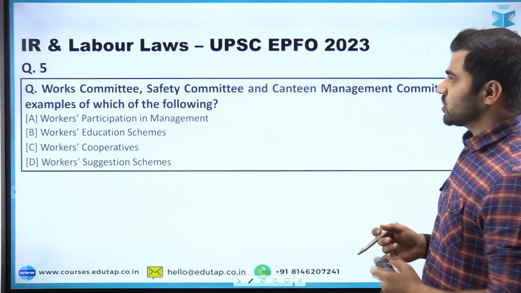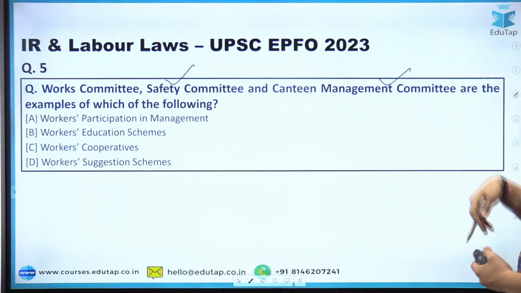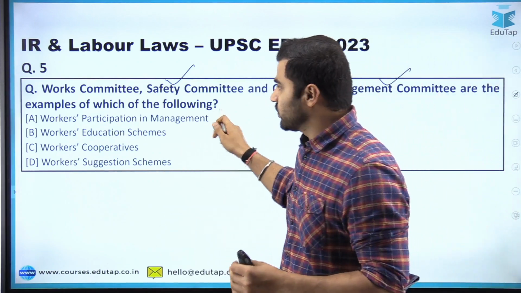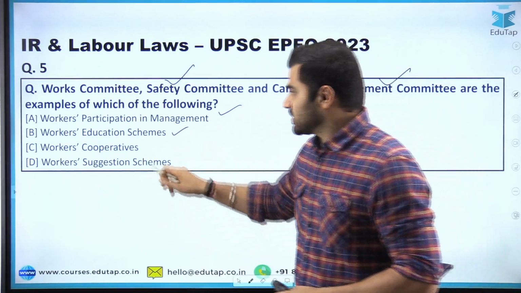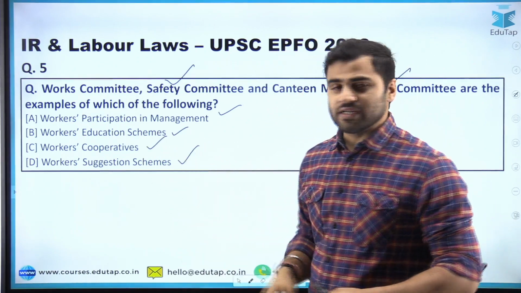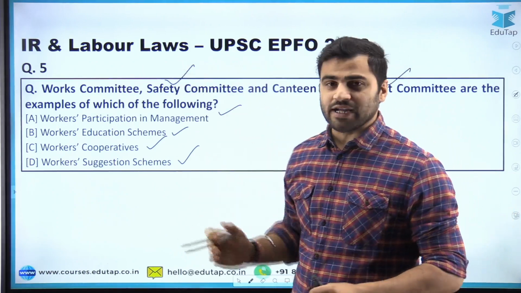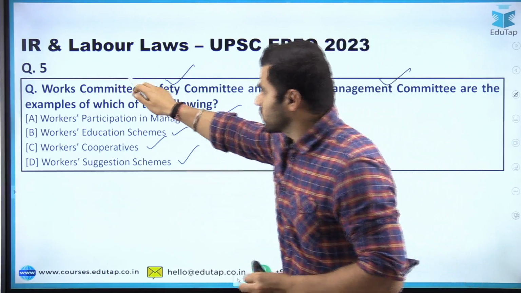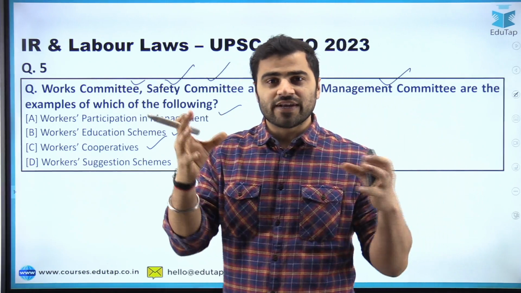Right, friends? Question number 5. Works committee, safety committee, and canteen management committee are the examples of which of the following? Your options are workers' participation in management, workers' education schemes, workers' cooperatives, or workers' suggestion schemes. Guys, if you have not read the concept, then also you can address these kinds of questions, provided you read the question carefully, right? If I talk about works committee, if I talk about safety committees, there is an involvement of both worker as well as management, right?